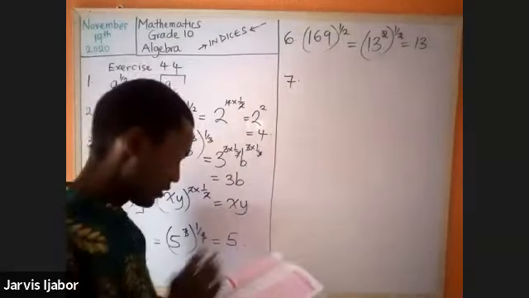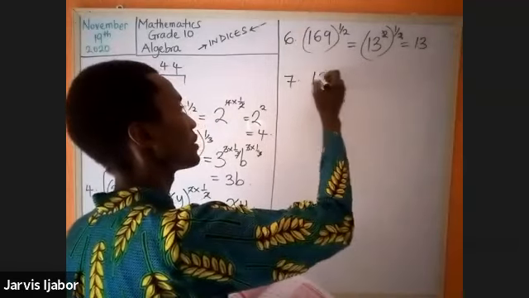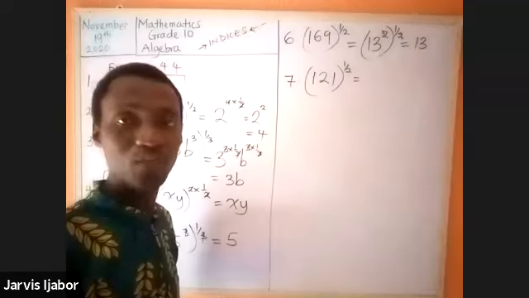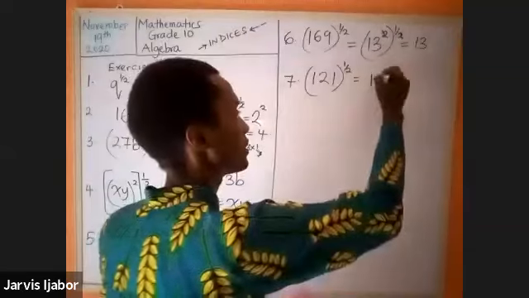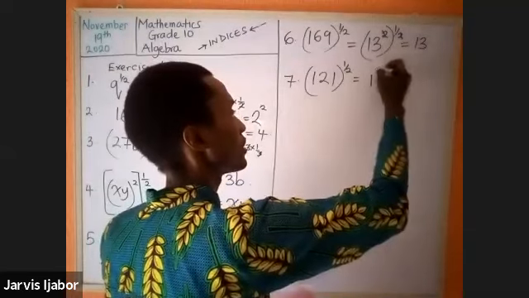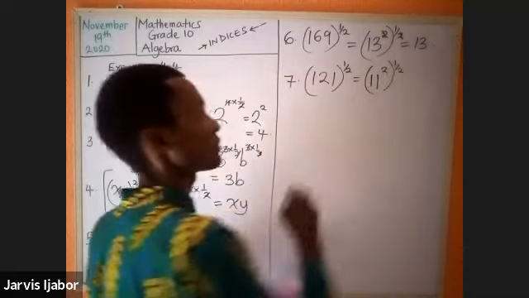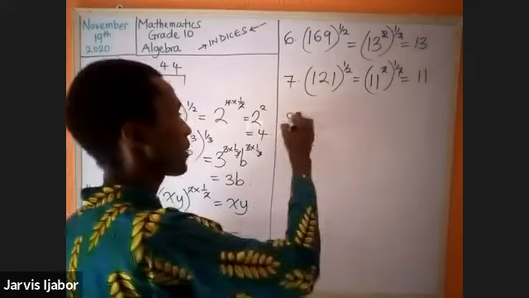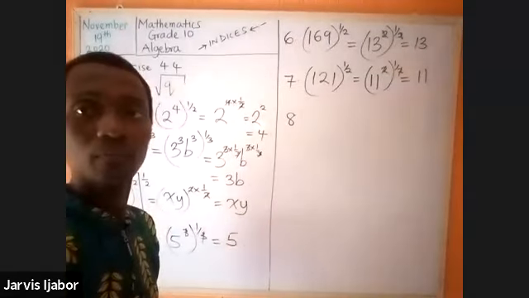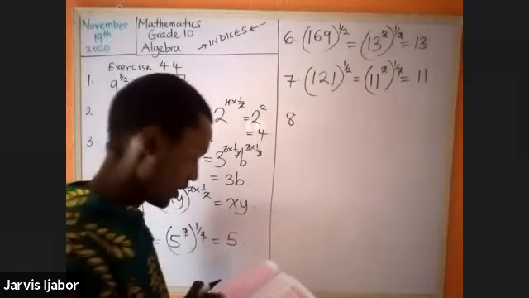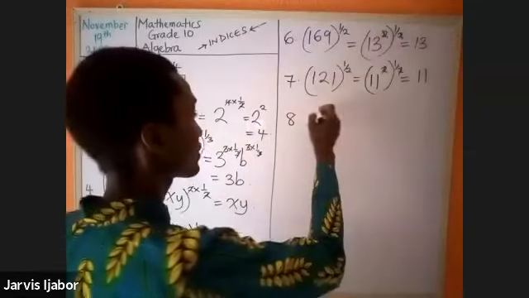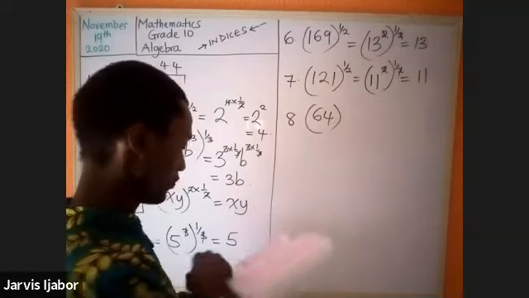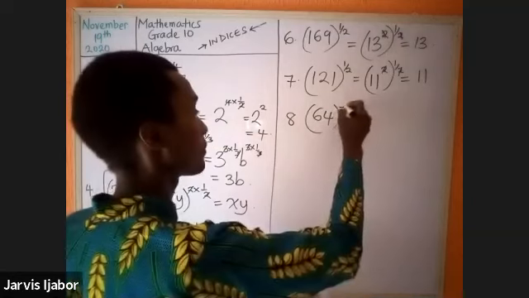In question 7, you have 121 all raised to the power of 1/2. What's the prime factor of 121? It is 11 raised to the power of 2, all raised to the power of 1/2. And this can easily cancel out, and that will give you what? 11. What about question 8? In question 8, we have 64 all raised to the power of negative 1/3.